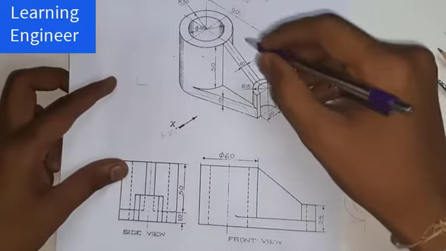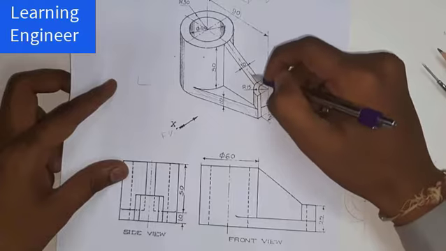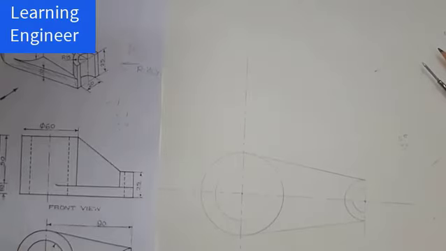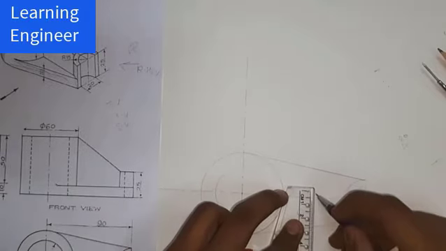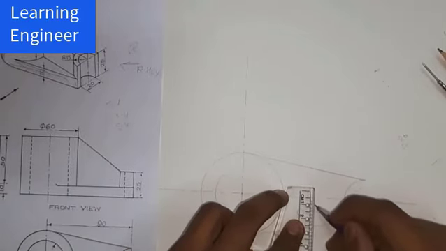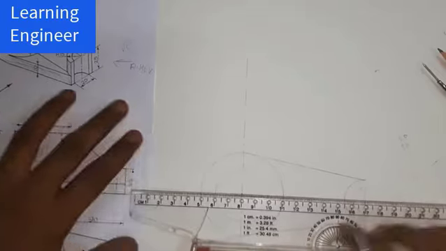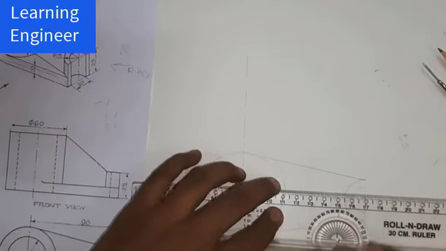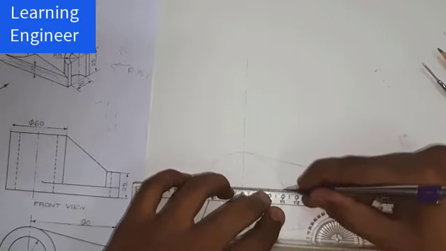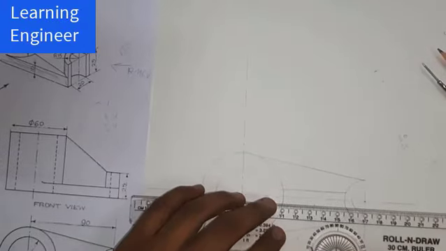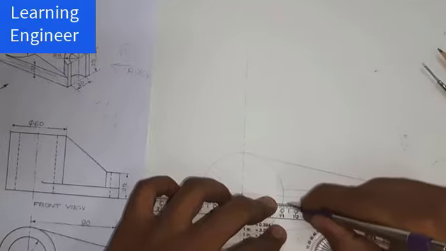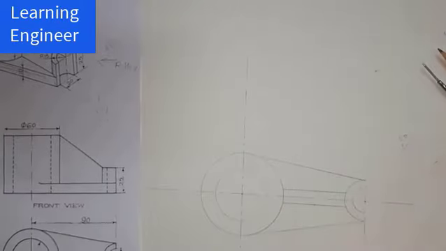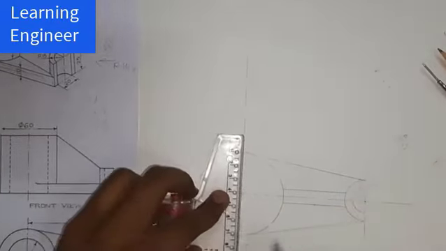Now when we are seeing from the top, we will be able to see this surface also. So for that, at a distance of 5 millimeter, at a distance of 5 millimeter, okay, the total distance is 10. So this is how we draw that particular rib. So this is how we have completed the top view.